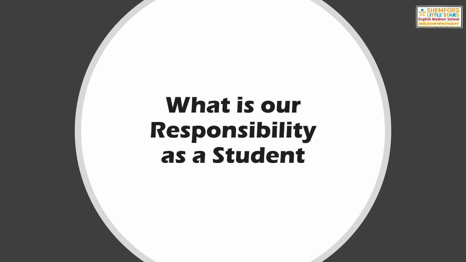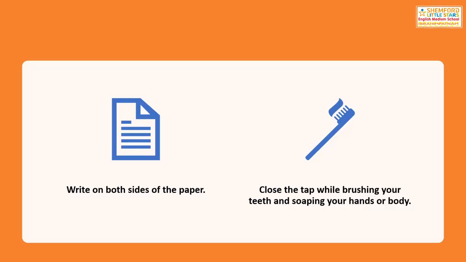What should we do to keep our environment clean? Now see, write on both sides of the paper. Sometimes what you people are doing, if you are writing one side, you are leaving some pages. But we should write both sides. And close the tap while brushing your teeth and soaping your hands or body. When we are brushing our teeth, what should we do? We should turn off the tap.